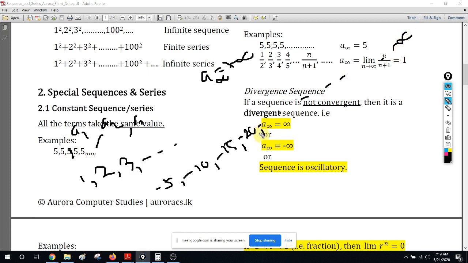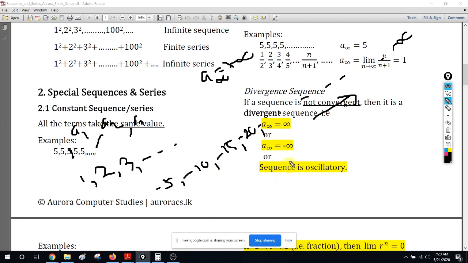Getting bigger and bigger, but on the negative side, right? So after we go to forever, it's going to be minus infinity. Therefore, this is also a divergent sequence, because it's a minus infinity. The infinite term is reaching minus infinity, right? So likewise, you must be able to understand what are the possibilities of a divergent sequence.